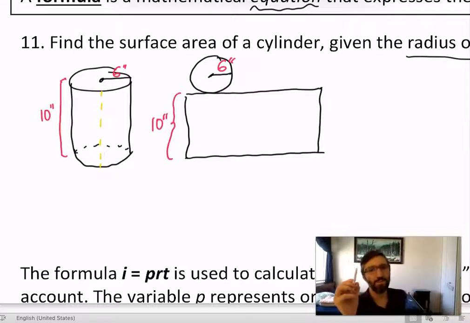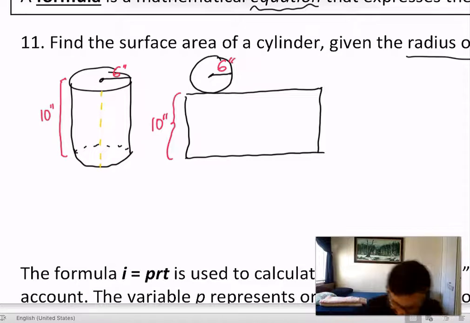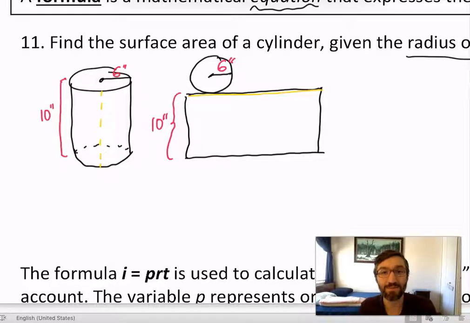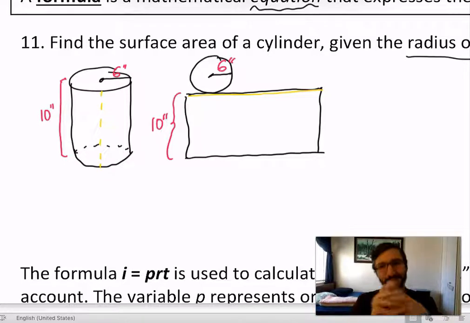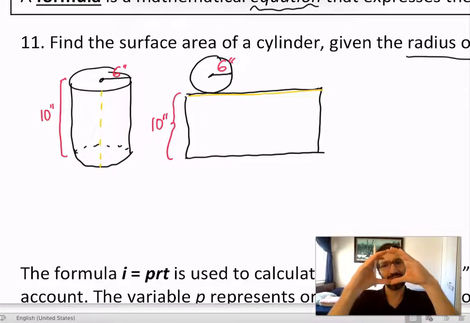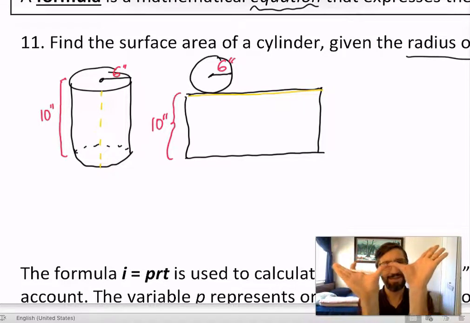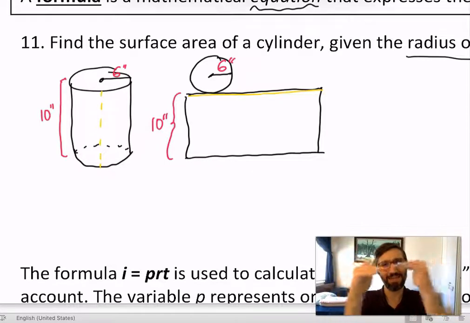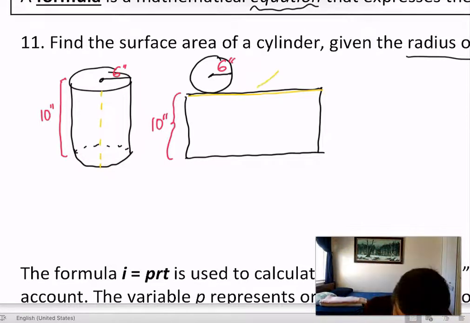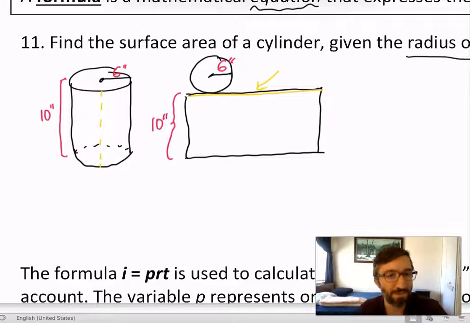Question for you would be, what's the length of this side right here? What's the length of that side of the rectangle? It is related to the circle, right? Because the top of the circle was like this, and then when you cut that part that wrapped around the circle, that gave you that rectangular side. So this length right here would be the circumference. Remember that word? The perimeter, the circumference of the circle.